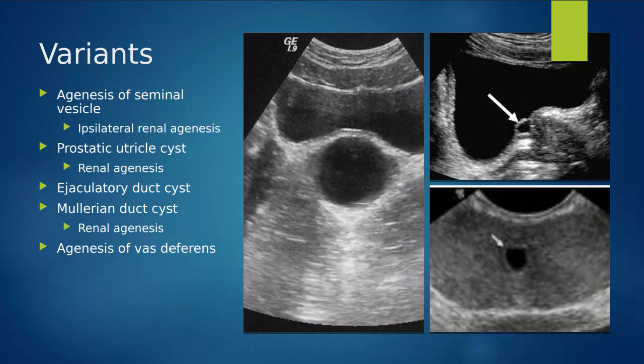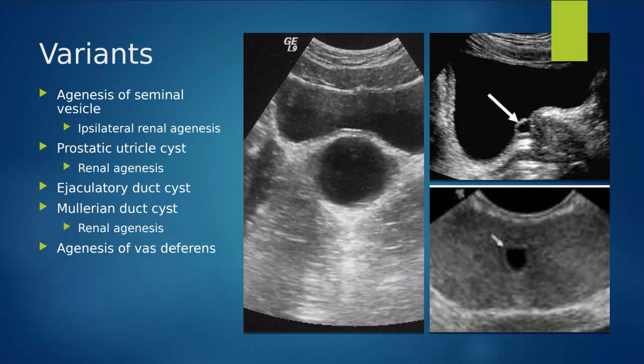We also can have an ejaculatory duct cyst. As we know, that's one of the last kind of pathways of the male reproductive system. It's going to travel through that urethra to be expelled. So we can have a cyst along that ductal pathway. We also can have a Müllerian duct cyst. This is going to result in renal agenesis as well.